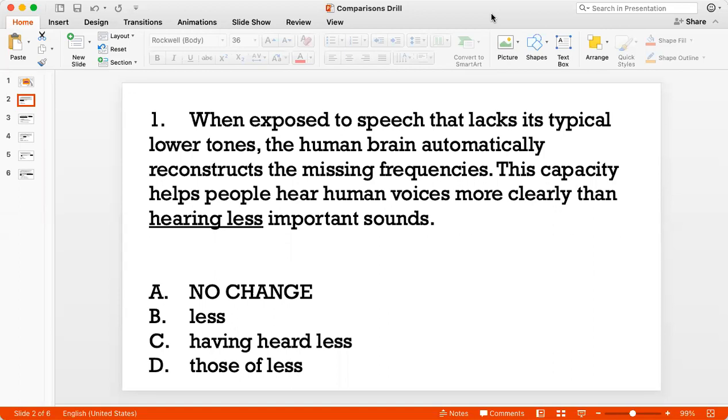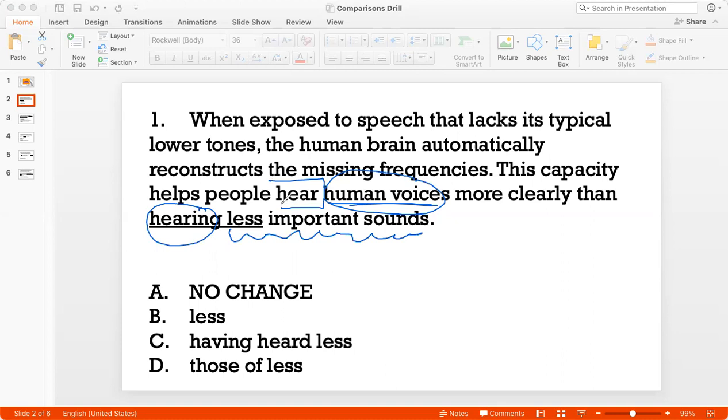So the cardinal rule of comparisons is that you compare like things with like things, right? Like you compare apples with apples, okay? So I'm saying that this capacity here helps people hear human voices more clearly than. So I'm comparing human voices and I need to compare something which is similar to human voices. And that is going to be less important sounds, right? I don't have to repeat the word hearing because the word hearing is already implied in this verb here, right?